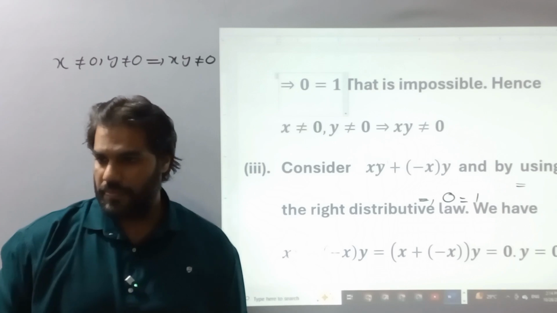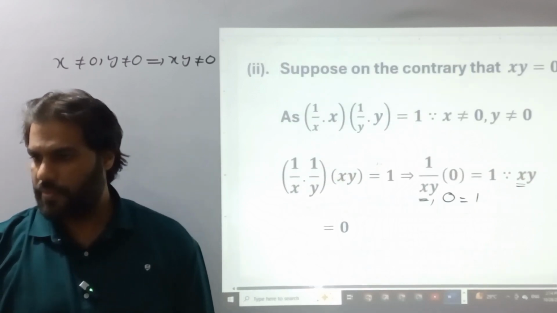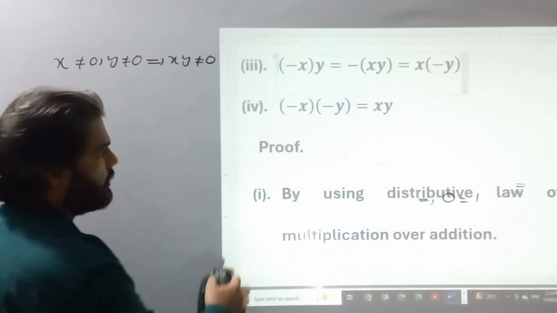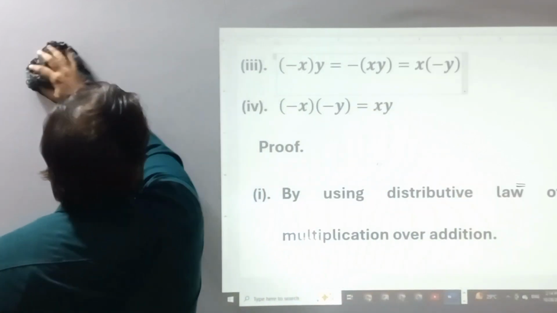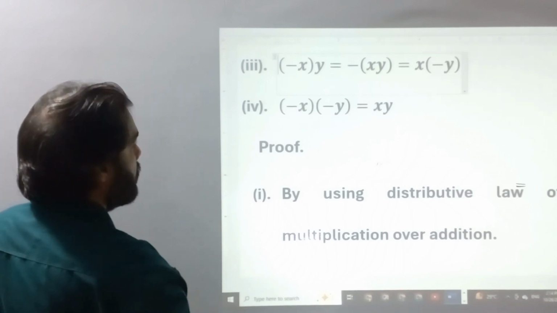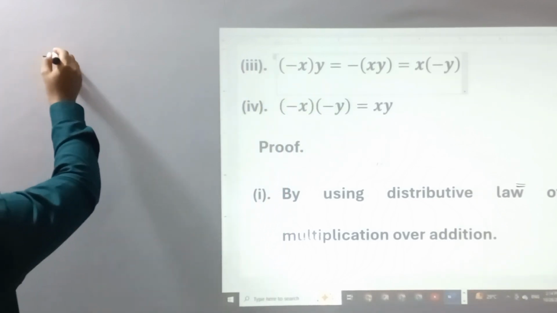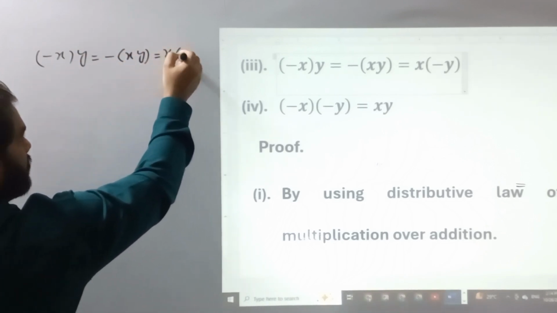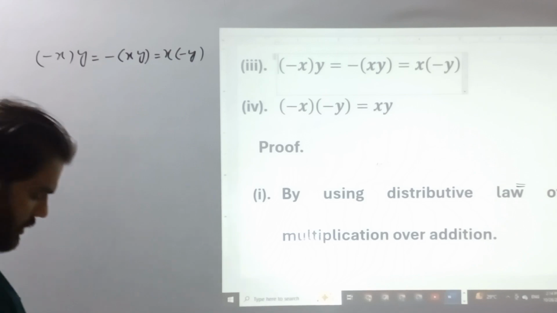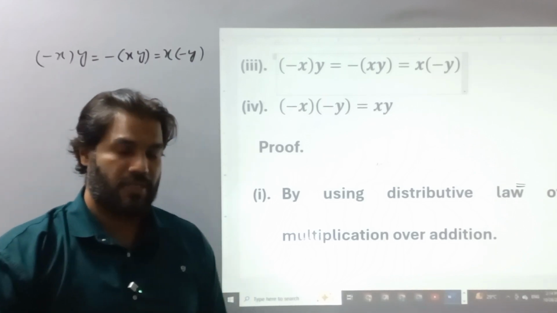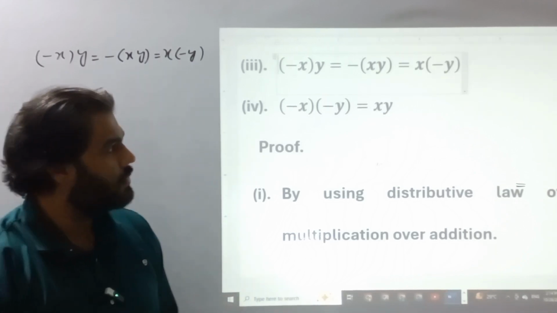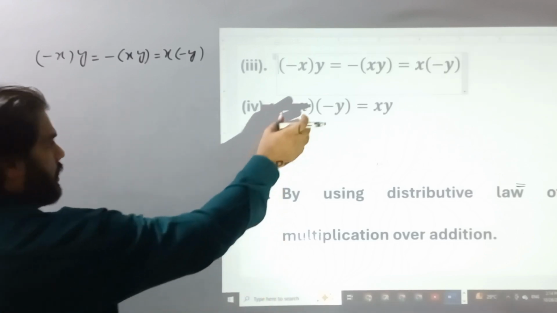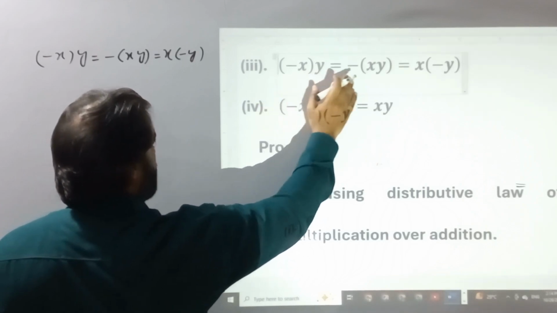Now we discuss the third axiom, and the third axiom consists of three parts. They are: negative x into y equal to negative of xy equal to x into negative y. So this expression has three parts. We will prove this expression by considering the first two parts. Firstly, we show that (minus x) into y equal to minus of xy.